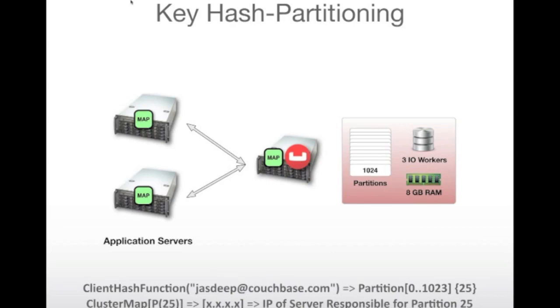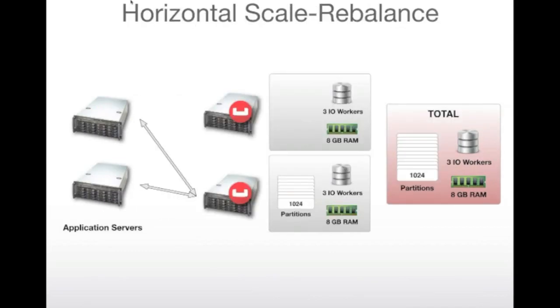The client SDK manages this all within the client. It's taken care of. It'll go directly to that Couchbase node to do CRUD operations for that item. So we hash the key, we get a partition number, we look at the cluster map for that partition number, and we go directly to the IP address responsible for that and do CRUD operations directly with that node. So we have 1024 partitions. In this case, we have 3 I/O workers configured, and we have 8 gigs of RAM. So let's look at what happens when you add more nodes to the cluster.